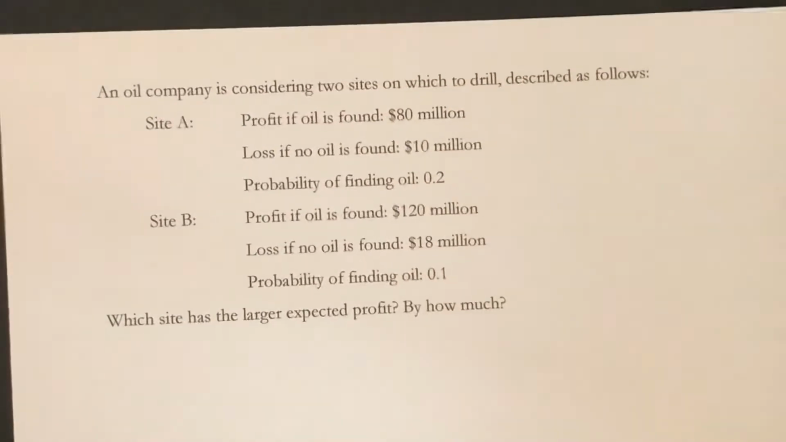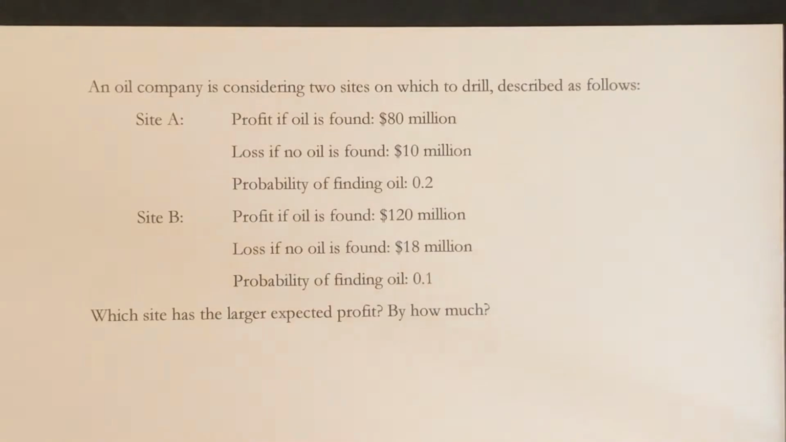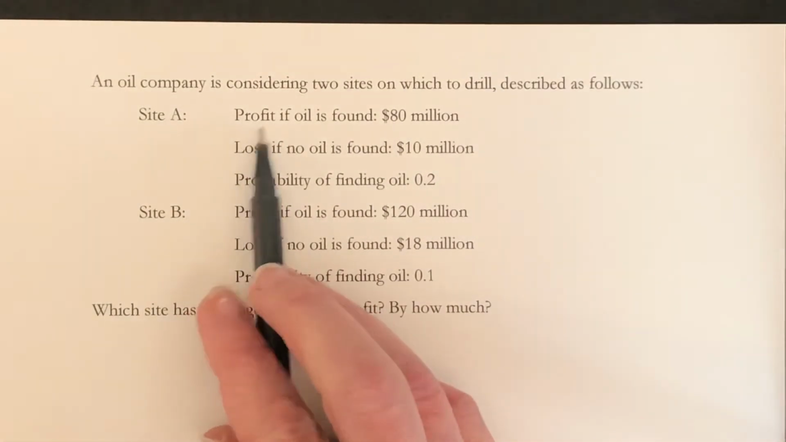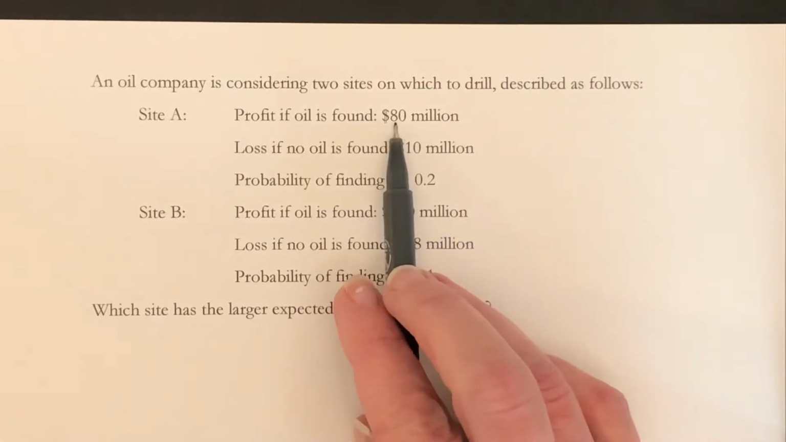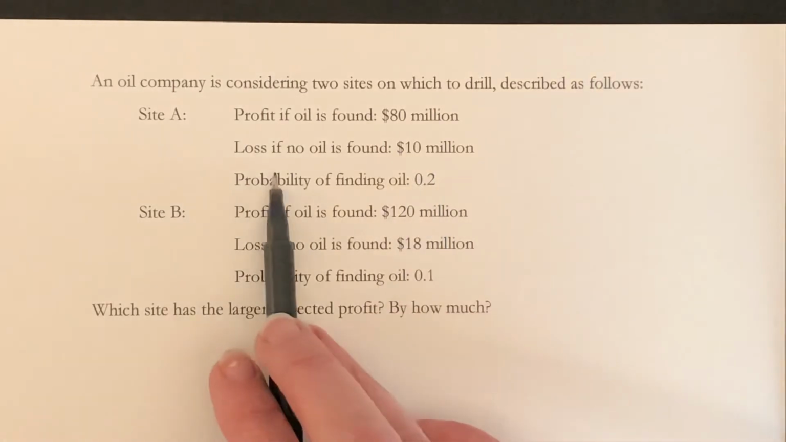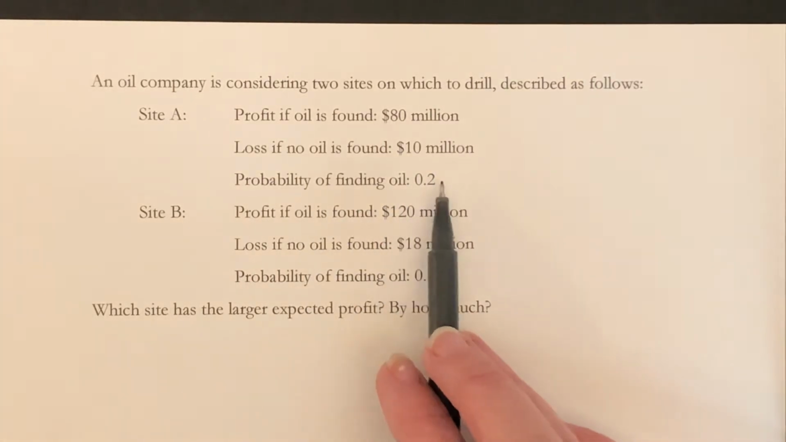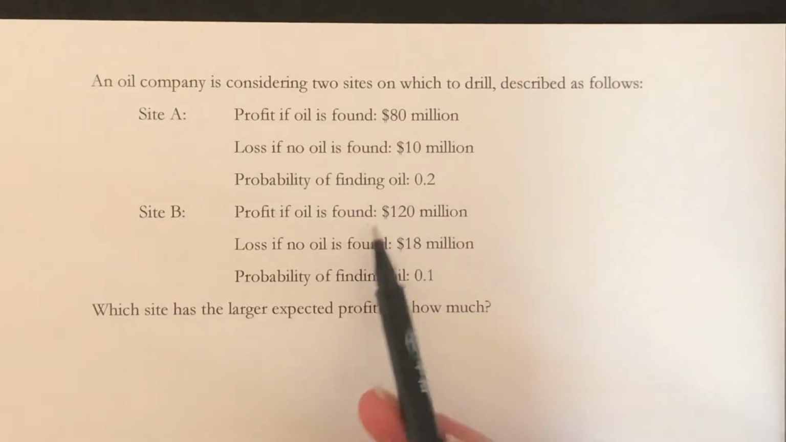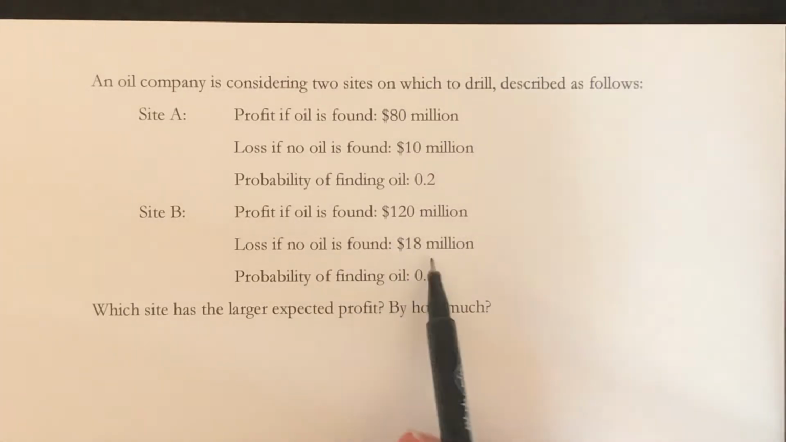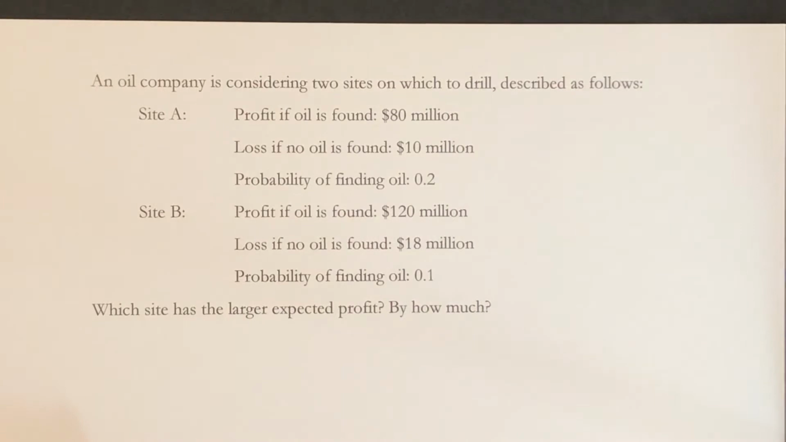All right. If you have an oil company and this oil company has 2 sites on which they could drill, and here are your options. Site A, if oil is found, you can expect to get $80 million. And if no oil is found, you're going to lose $10 million. And the probability of finding oil there is 0.2. In site B, the profit is much larger if you can find it, but your loss is also greater if you don't find it, and the probability of finding oil is lower. So which site has the bigger expected profit and by how much?